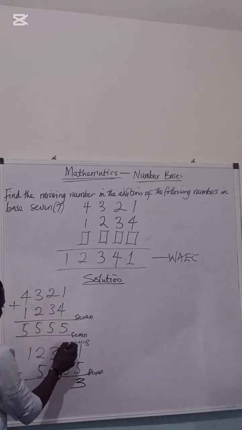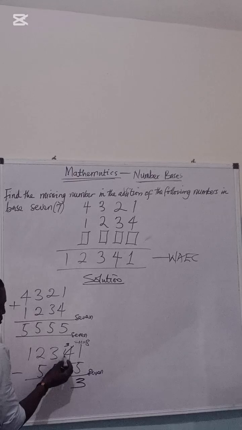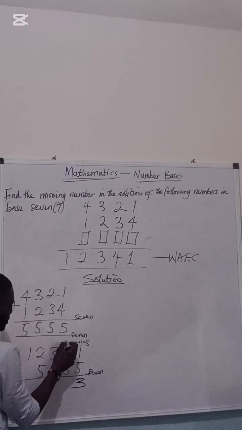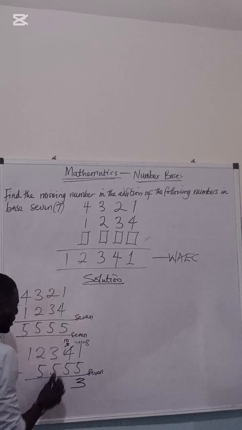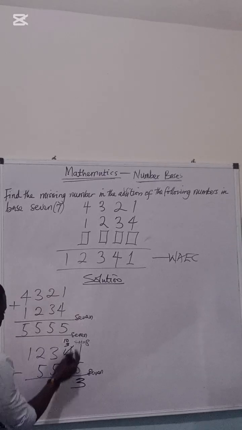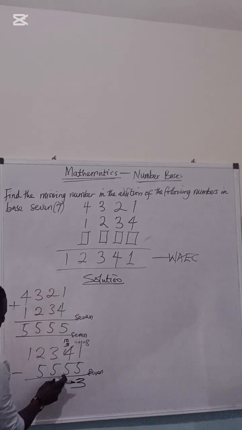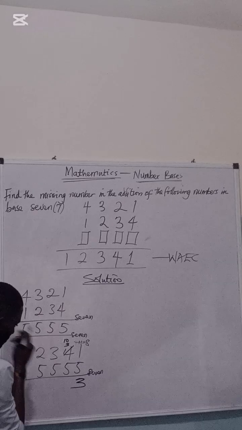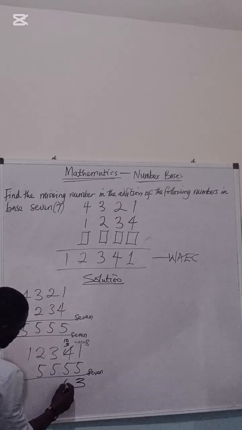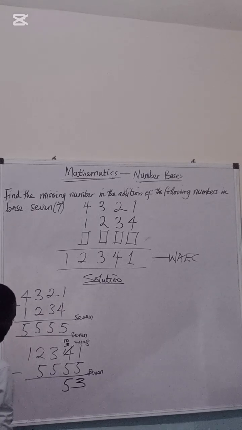So next, this is now 3, this 4 is gone. So when we borrow 1 to this place, this becomes 10. 7 plus 3 is 10, right? So 10 minus 5, we have, of course, 5.